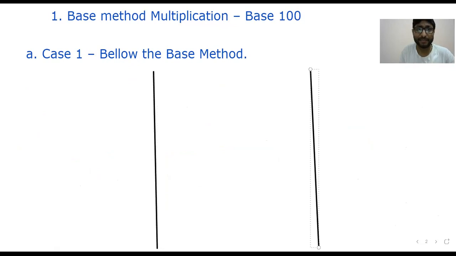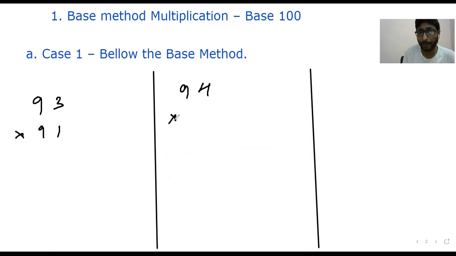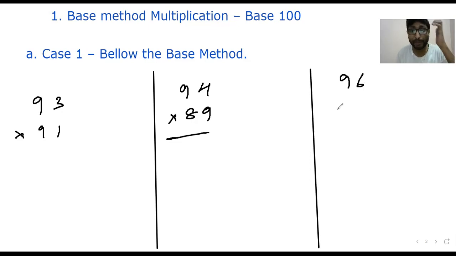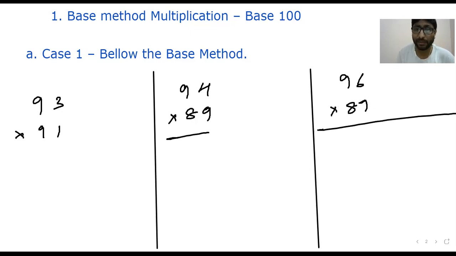So let's go for a similar example for practice, for understanding. 93 multiply with 91, 94 multiply with 89. Okay, 96 multiply with 88 or 87. See, look at here now. Case 1. What is the difference between the number and the base? Minus 7. 100 minus 7. 100 minus 9. 100 minus 6. 100 minus 11. 100 minus 4.